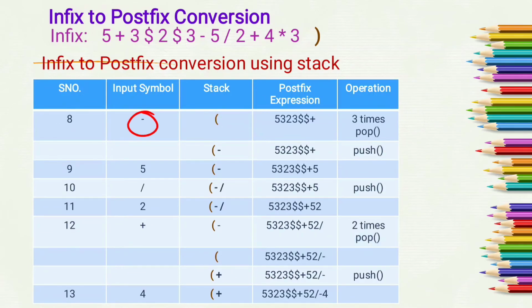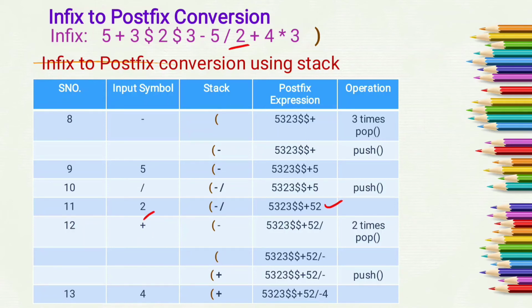Now we compare minus and open bracket. Minus has higher precedence than open bracket, so we push it into the stack. Next input symbol is 5, which is an operand. We add it into the postfix expression. Then division. Division has higher precedence than subtraction, so we push division into the stack. Now the next input symbol is 2, which is an operand. We add it into the postfix expression.